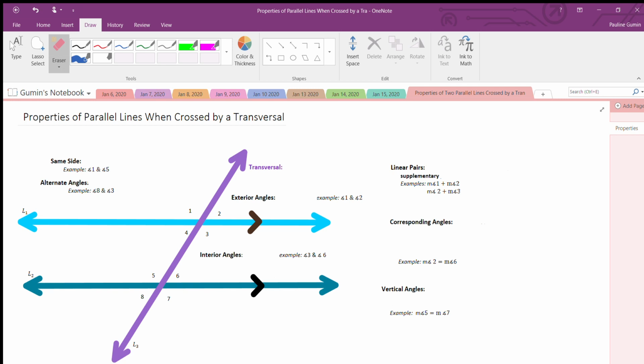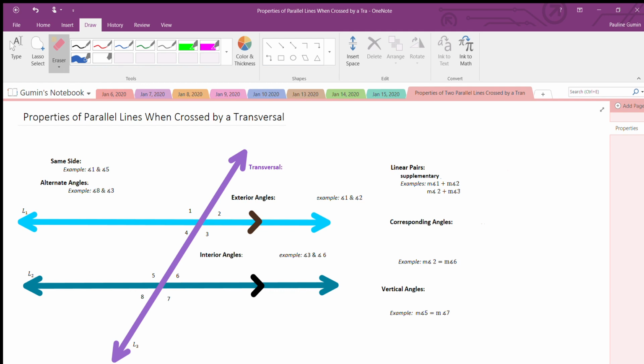Today is about vocabulary because we need to take a look at all the properties of two parallel lines when they're crossed by a transversal. Understanding and knowing these properties will help you solve all of the problems that involve parallel lines and transversals.